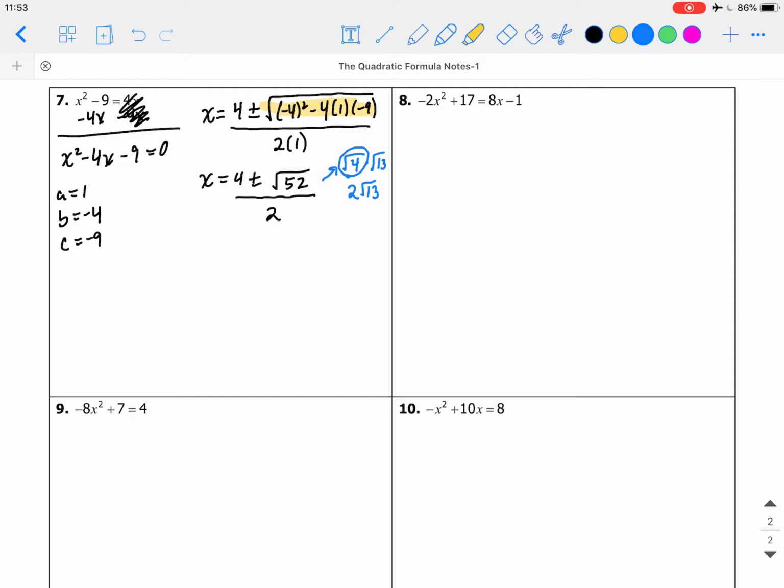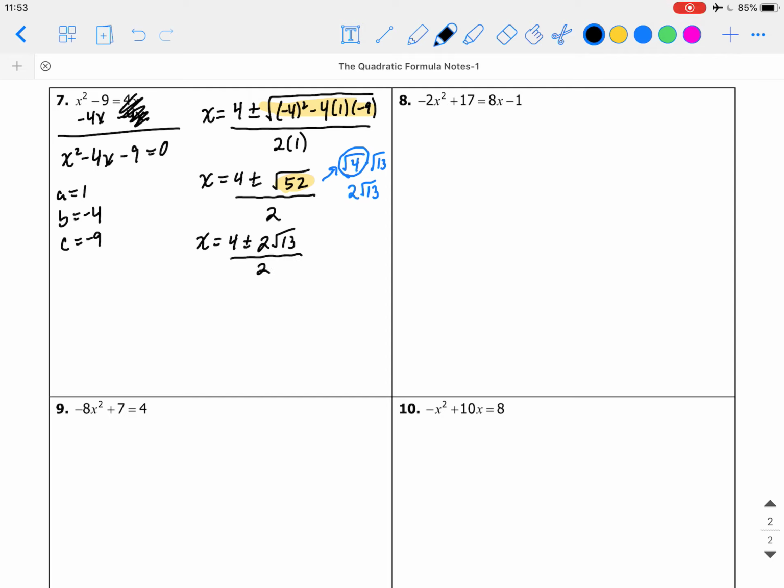So let's simplify this. Again, we simplified the square root of 52 to be 2 square root 13. All I did was divide out by perfect numbers. I saw that 4 went in. When I took the square root of 4, I got 2. And the square root of 13, there's really nothing I can do with him, so he has to stay there. So again, let's rewrite this. I have x is equal to 4 plus or minus 2 square root 13 all over 2.